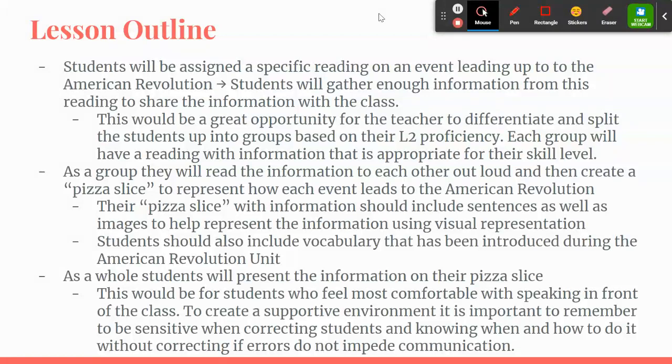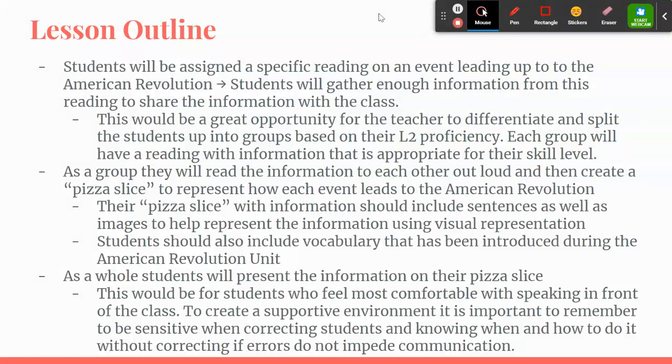So again, students are going to get that assigned reading on whatever event. They'll gather information on their own, like who, what, when, where, and why, with a group. Again, that group is based on their proficiency level. It also helps when it's grouped into groups, because then the teacher can support those that need that additional support. This is a great opportunity to split and differentiate based on their proficiency. And they're learning about the same material. They're just becoming experts in their own topic, but it all comes together. That's the whole point of the pizza pie or the pizza slice.